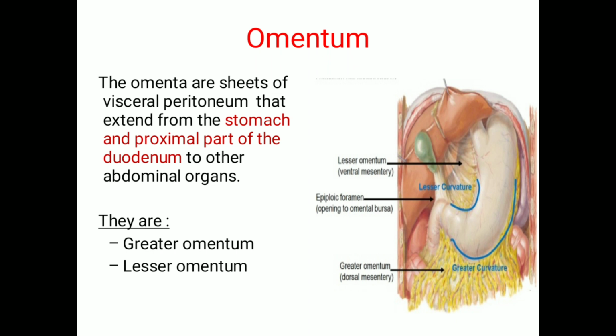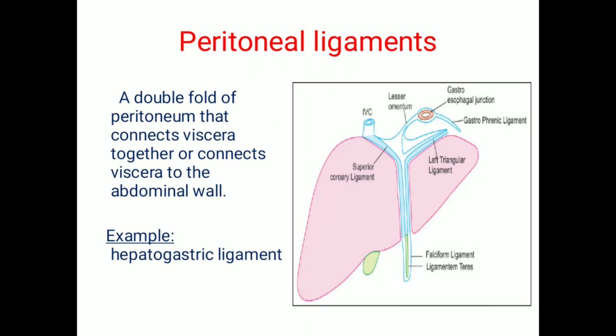Now come to peritoneal ligament. Peritoneal ligament is a double fold of peritoneum that connects viscera together or connects viscera to the abdominal wall. An example is the hepatogastric ligament. It is a portion of the lesser omentum which connects the liver to the stomach.